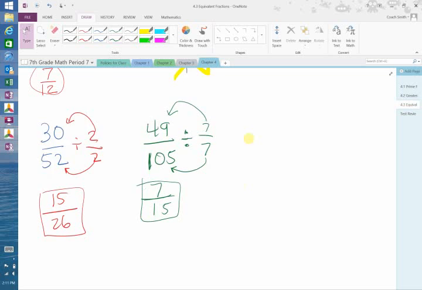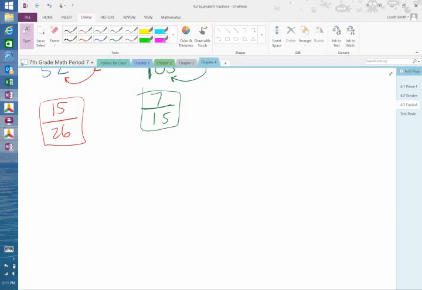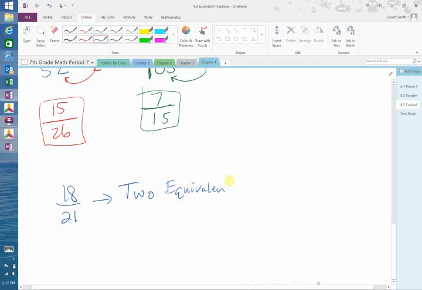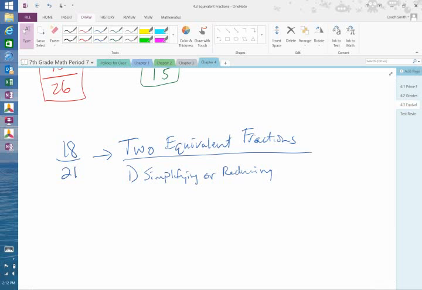All right, now, let's talk about the next thing. I give you the fraction 18 over 21, and I want you to create two equivalent fractions. The first way you're going to do that is by simplifying, or reducing. So that's the first way we're going to create a fraction.